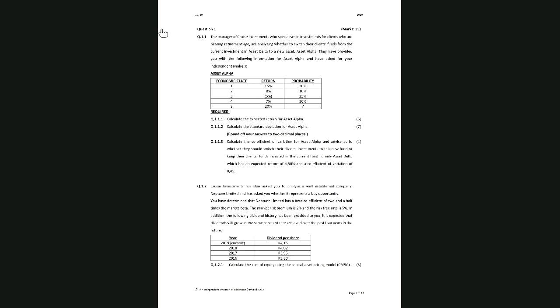And in addition, the following dividend history has been provided to us, and it's expected that the dividends will grow at the same constant rate achieved over the past 4 years in the future. So they've given us the actual rand values of the dividends for the last 4 years, but they didn't tell us what percentage rate those dividends were growing at. We have to calculate that given this information. Okay. All right. So let's work our way through 1.2.1.